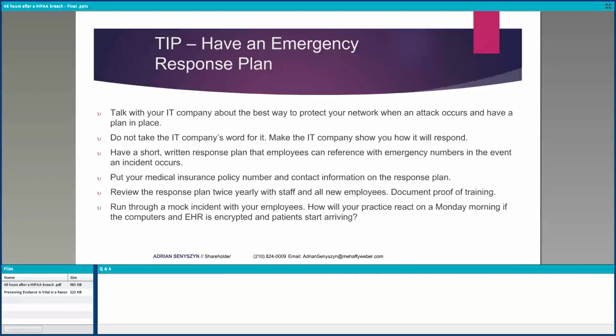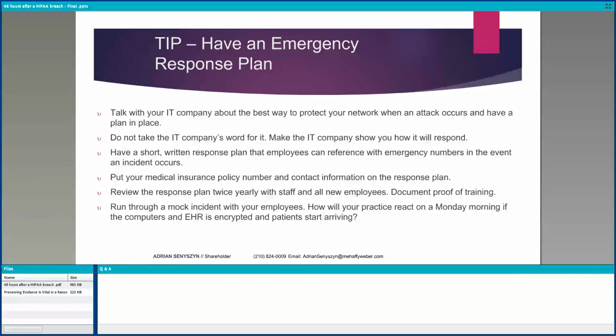Don't just take the IT company's word for it. Work through that response, the emergency response plan and checklist, with your IT company. Ask them how they're going to segment the system if it gets hit with ransomware. Have them show you how they'll respond.